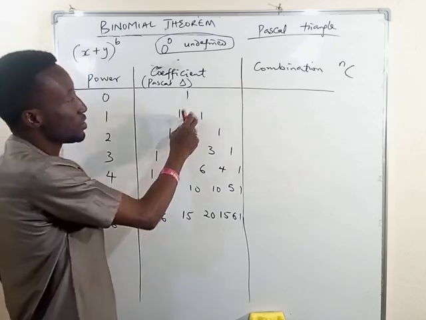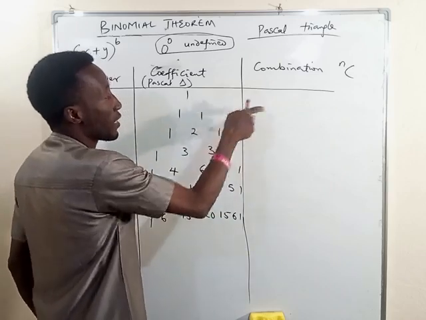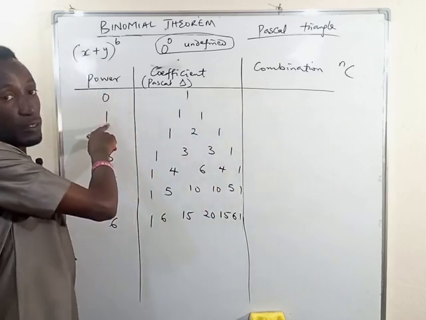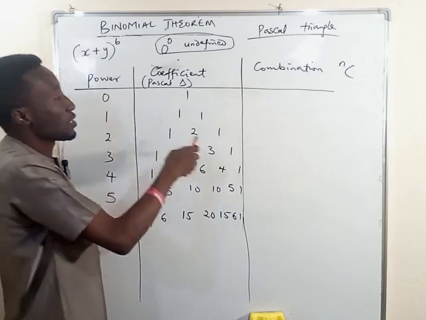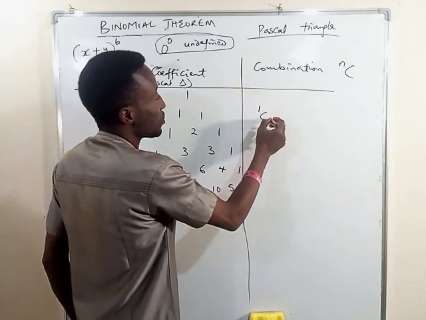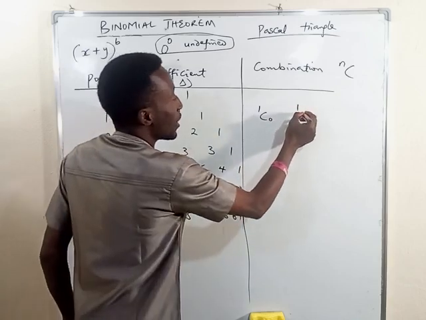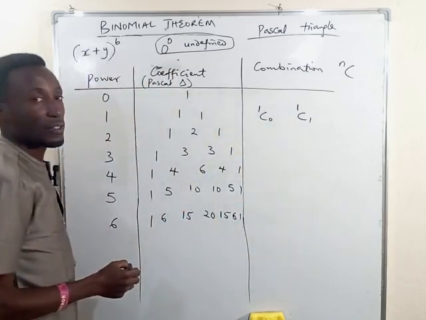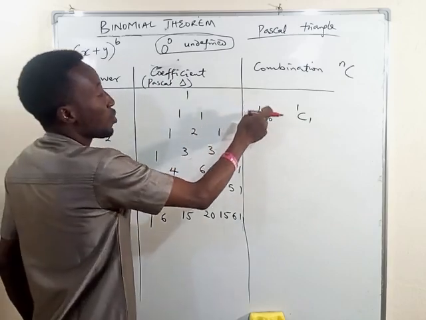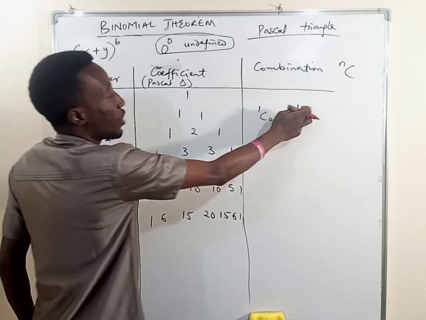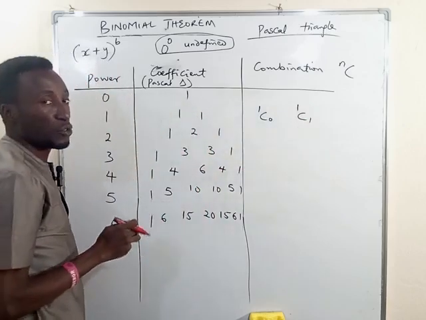Now, what about for 1, 1? How do you form this? You have your n. Definitely your n is this power. So we are going to be starting with 1 combination 0 and 1 combination 1. When you get 1 combination 0, you get your 1. 1 combination 1, you get your 1 with your calculator.